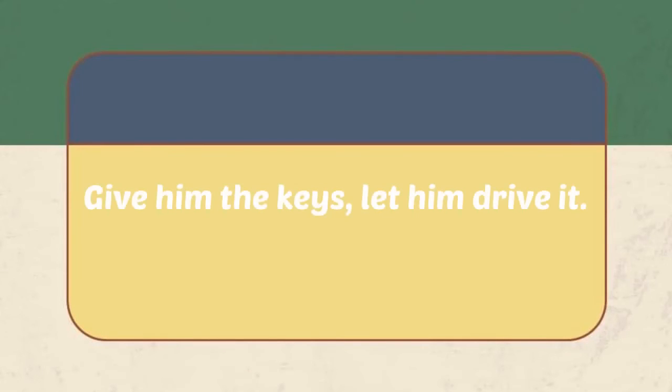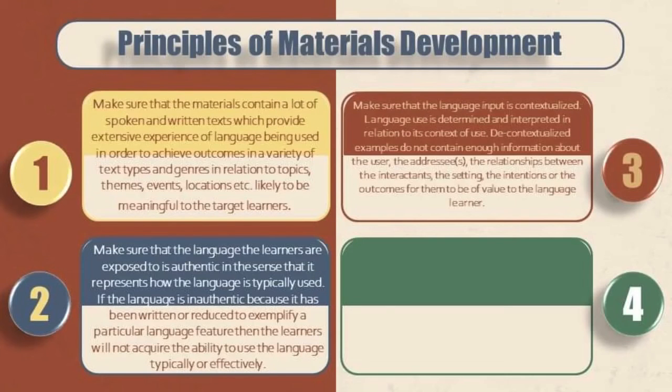I can, for example, think of at least 3 different interpretations of "give him the keys, let him drive it." But I don't know what it really means nor why the speaker has used the imperative until I know who is saying it, who they are saying it to, what the relationship between them is, where they are, what has happened before, and what the objectives of the conversation are. Only extended samples of language in contextualized use can provide learners with the information they need to develop awareness of how the target language is actually used.